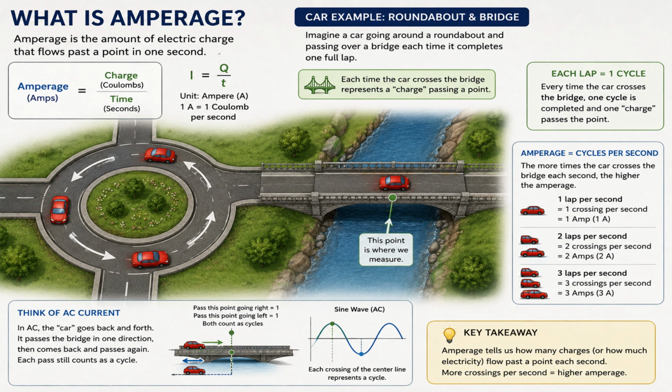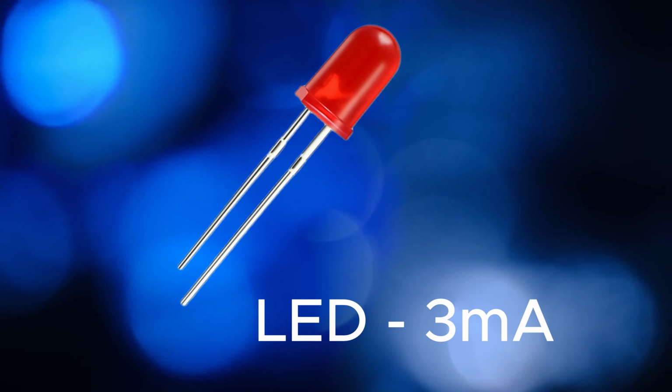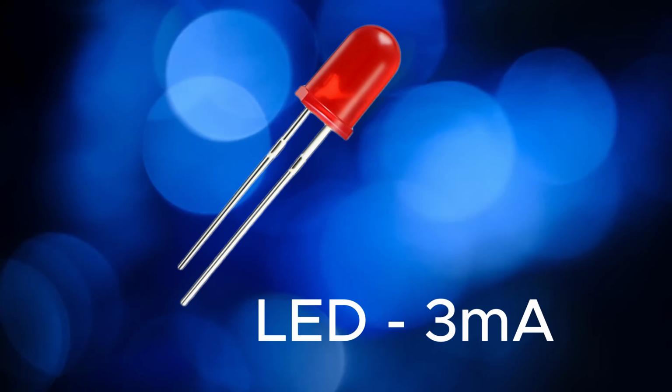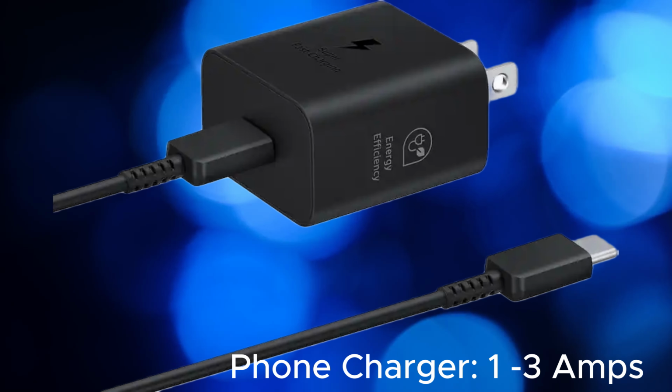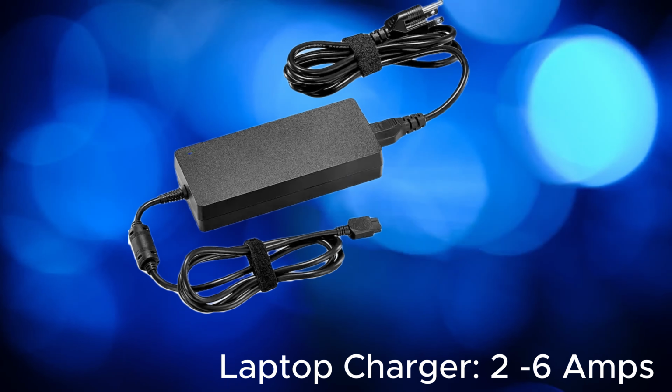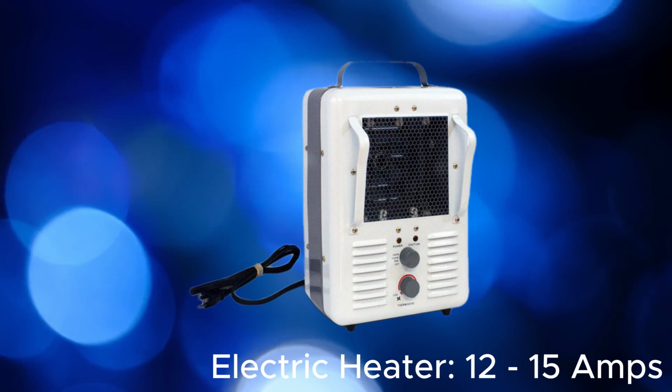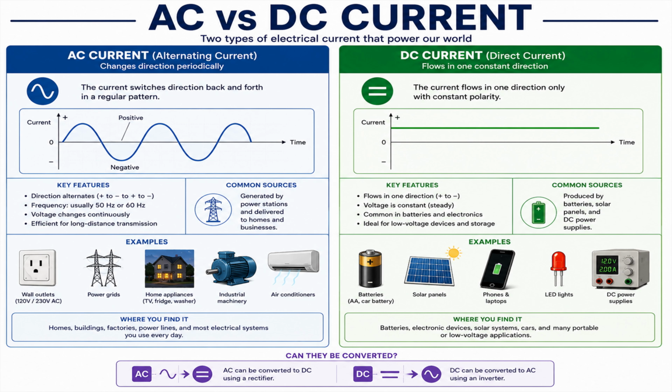And then with amperage, you have different levels of amperage. With this LED, I got only 3 milliamps, right? Which is a smaller unit. With different devices, we have different amounts of amperage, different amounts of milliamps to amperage. And this is where AC and DC current comes in.